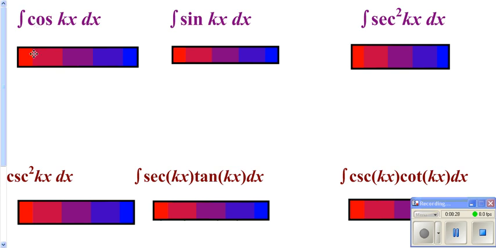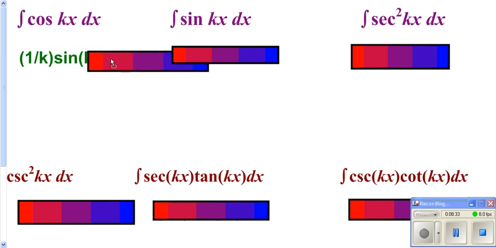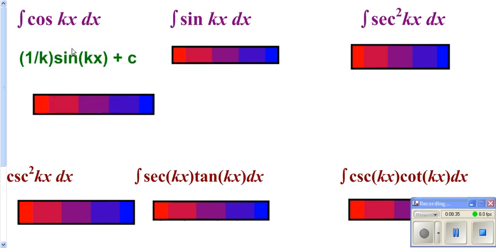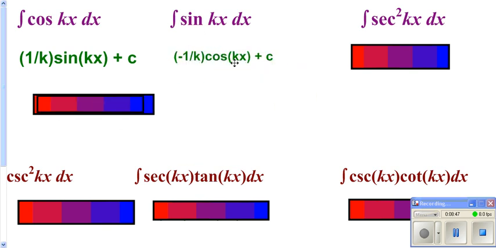So here we have the derivative of something is cosine, which you know is sine. But then you have to undo the derivative of the inside, which is k, so that's why we have a 1 over k in front. Derivative of something is sine. That's a negative cosine, but once again, you have to undo that chain rule of the derivative of the inside, which is k, so we have to have a 1 over k in front.